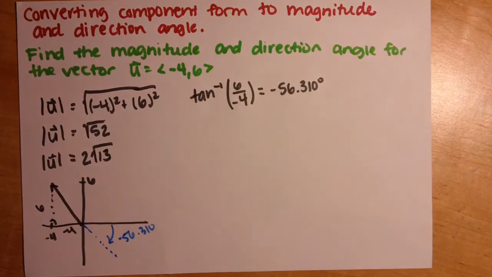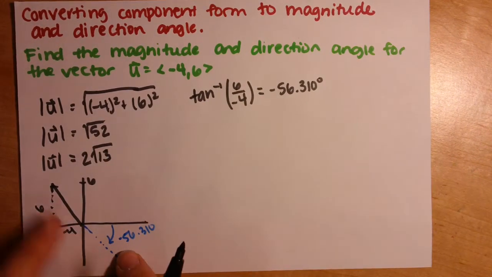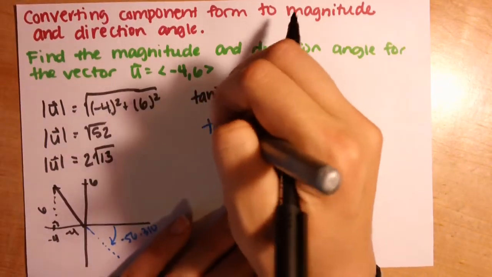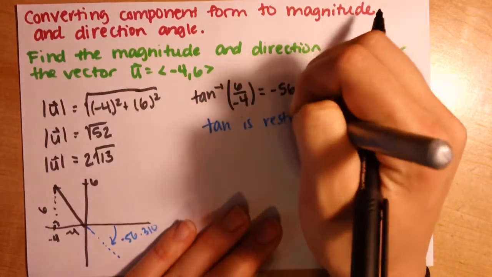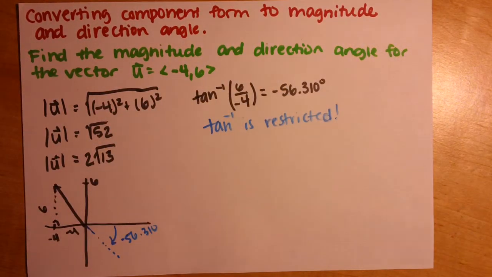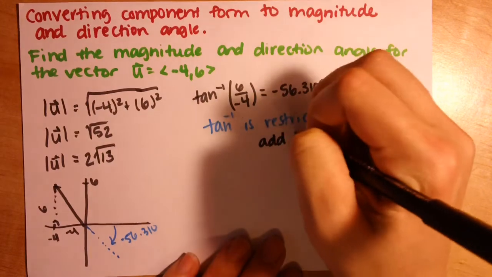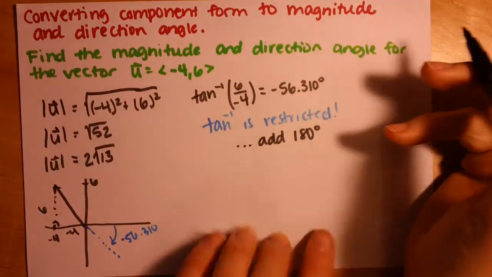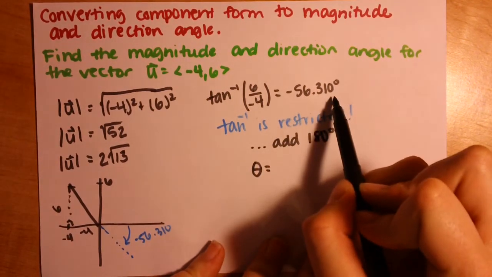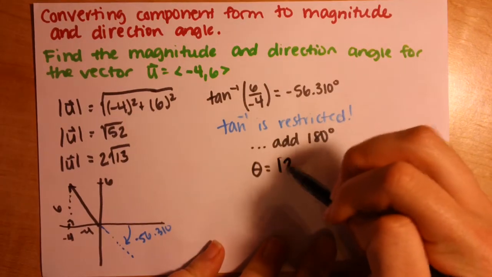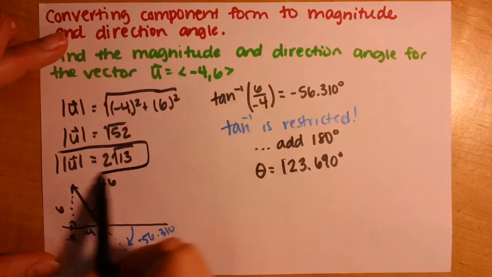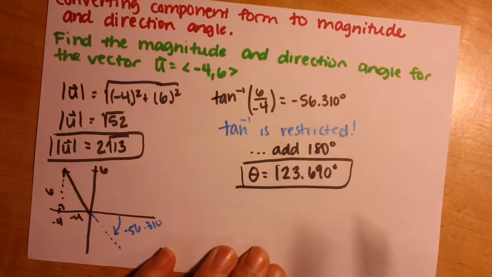So that's not the angle we're looking for. Tangent is also negative down here as well as up here. So since it's restricted, we have to take into account that restriction, add 180. So therefore, our theta is our -56.310 plus 180. So we get 123.690 degrees. So here we have our magnitude and our direction. Alright?